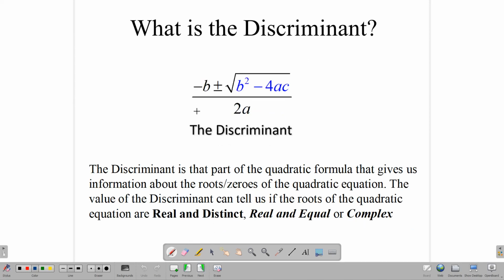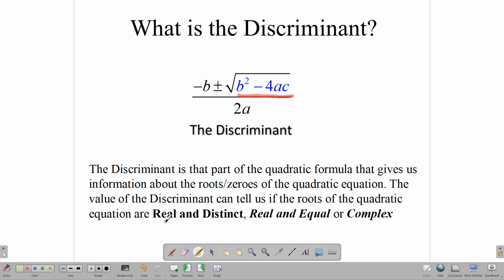First up, what is the discriminant? In the quadratic formula, this section, b squared minus 4ac, is what we call the discriminant. And the discriminant is that part of the quadratic formula that gives us information about the roots of the quadratic equation. That is, the number that you get when you work out the discriminant can tell us if the roots are one of three things.